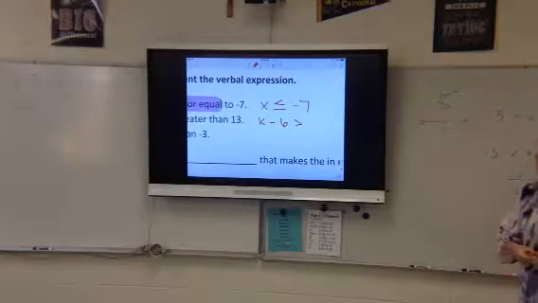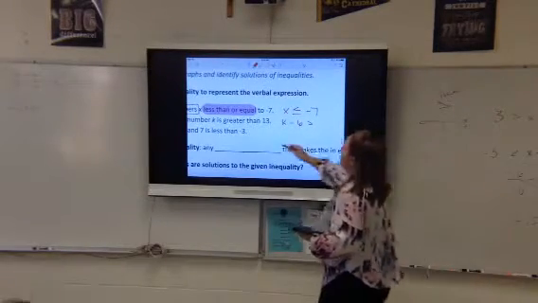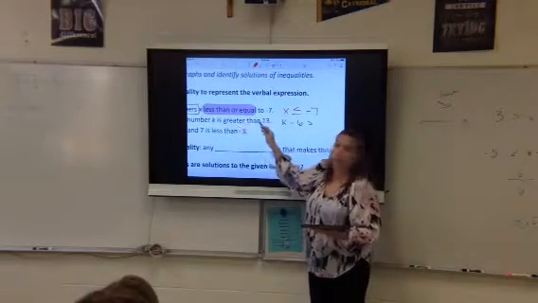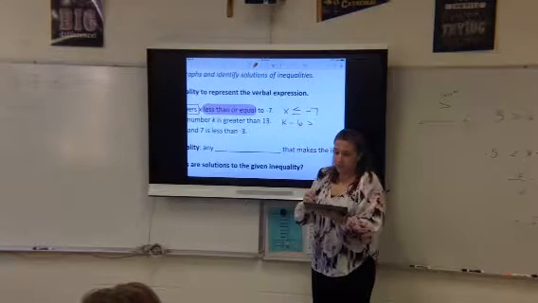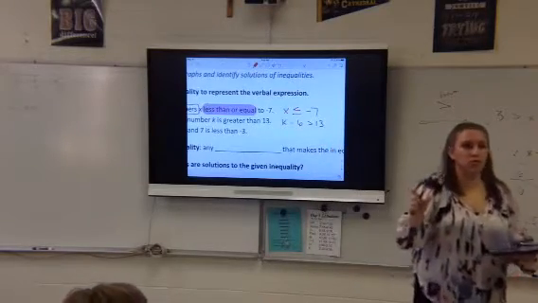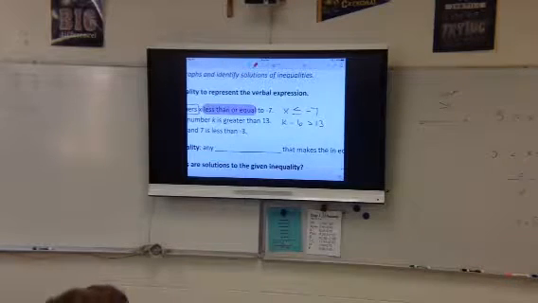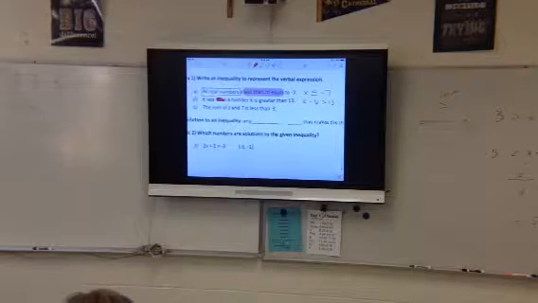Wait, so less than, we have to do a line under it? No, only if it says equal to. So less than or equal to, this is just greater than. If it says greater than or equal to, do we have to do it for the greater? Right, if he says equal to in there, you got to put the equal sign. Yeah, you're okay. I got you. Okay? Alright, does anybody have a question on that?